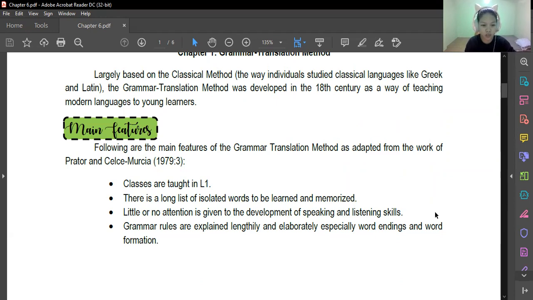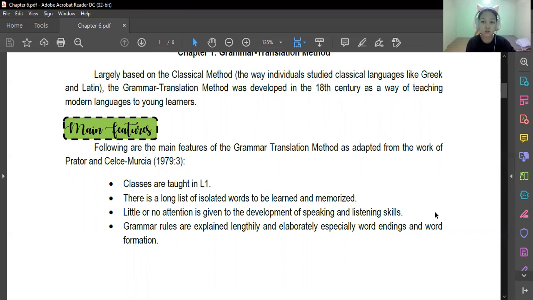You memorize this word, the English translation of this word, and what it means. That's why when you apply GTM, there is really a need to use dictionaries, Filipino to English, English to Filipino dictionaries. Also in GTM, little or no attention is given to the development of speaking and listening skills, because we focus more on memorization. So mostly it's just reading and writing.